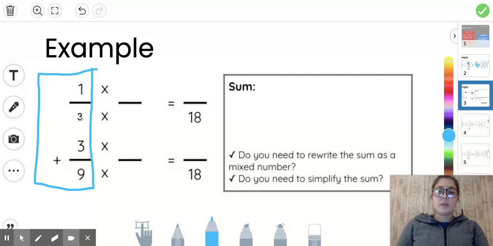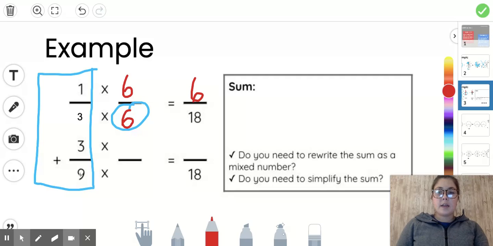So we have to do 3 times what equals 18. I'm going to grab a darker color. 3 times 6 equals 18. Whatever I do to the bottom, I do to the top right here. So I do 1 times 6. 1 times 6 is 6.